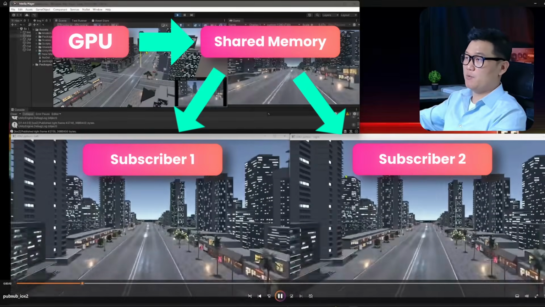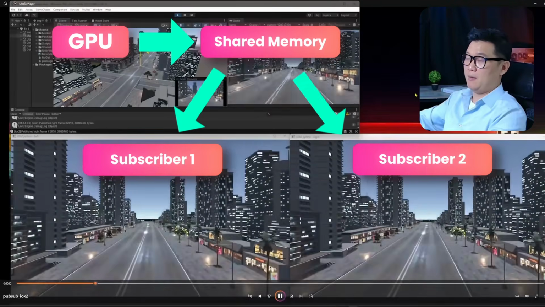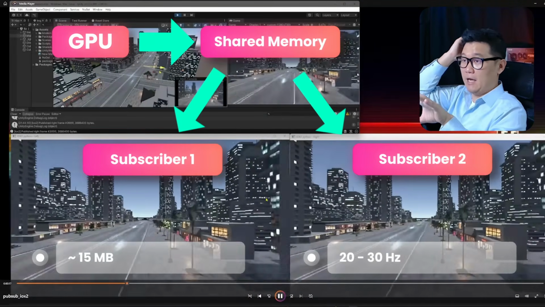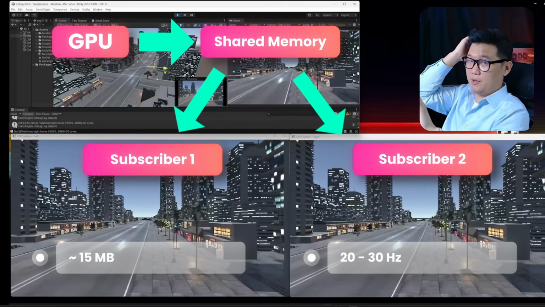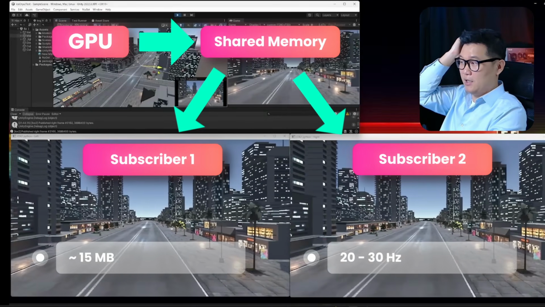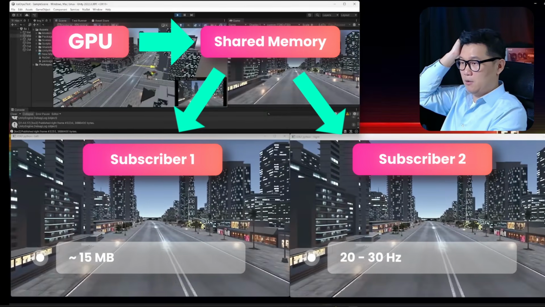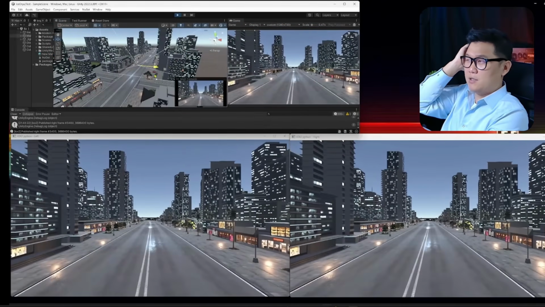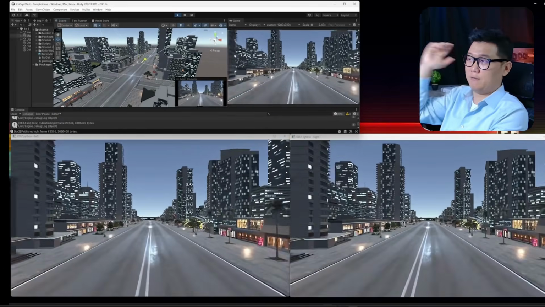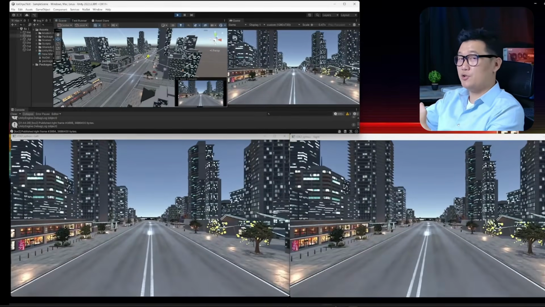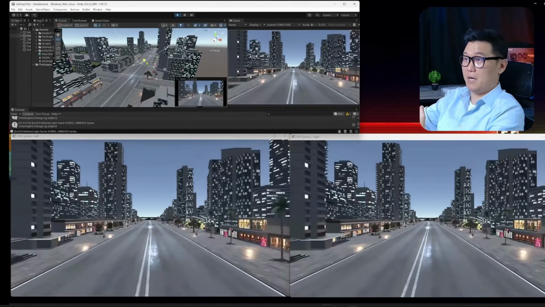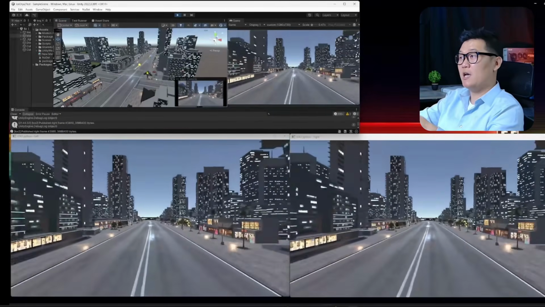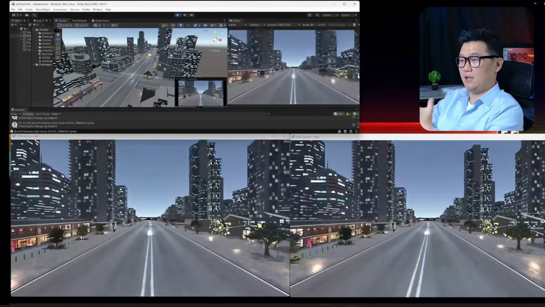So this is a Unity-based game simulation, and I'm literally sending about 15 megabytes of images at 30-ish hertz, like 20 to 30 hertz. And as you can see, the delay is really minimal. And I love this because Unity offers WebRTC, something like a game streaming framework. However, the codec itself is another bottleneck because you have to compress and decompress the image, not only the serialization, and that is going to be a huge latency there.